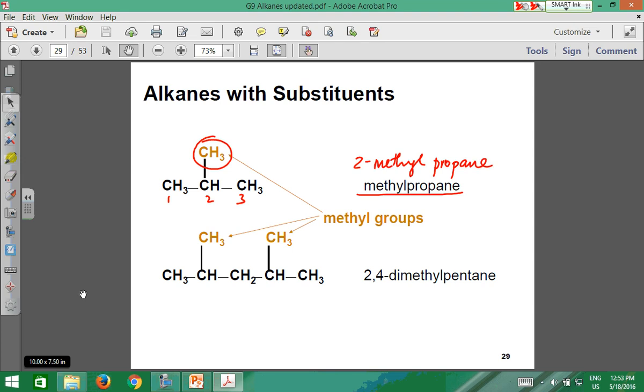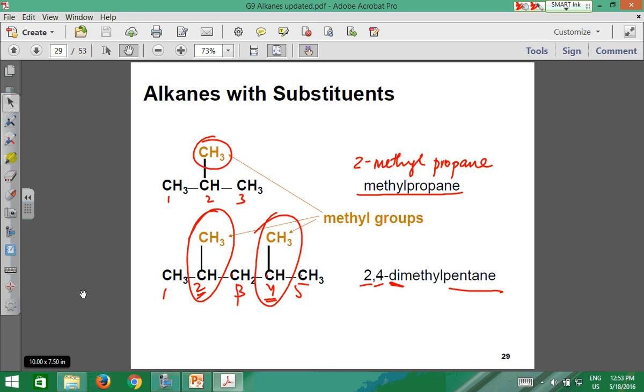Here if it is like this, 1, 2, 3, 4, 5, so this is 1 methyl, another methyl. So you have to give the names of both. So it is second carbon and fourth carbon, so it is 2, 4. How many methyl? 2, so di. 2, 4 dimethyl, 1, 2, 3, 4, 5 pentane. The name will be like this: 2, 4 dimethyl pentane.